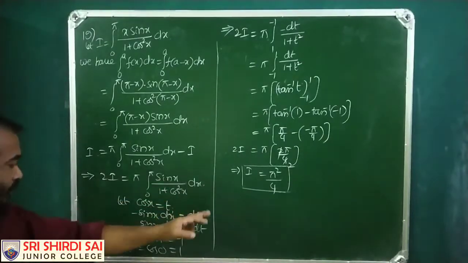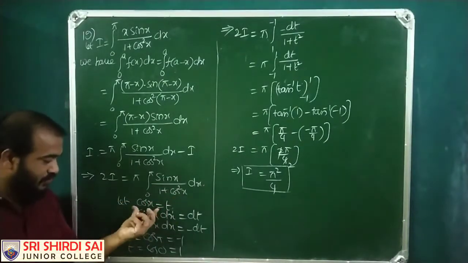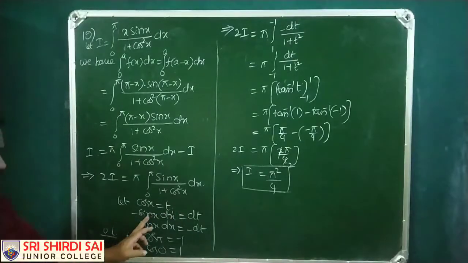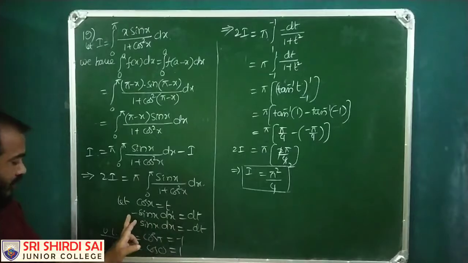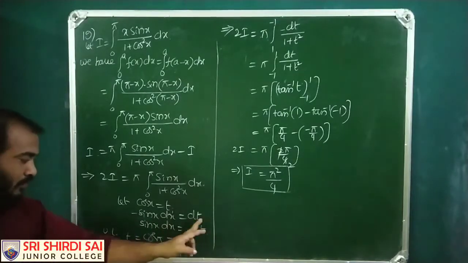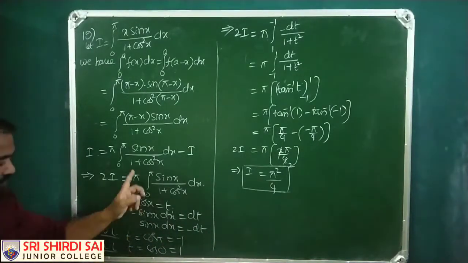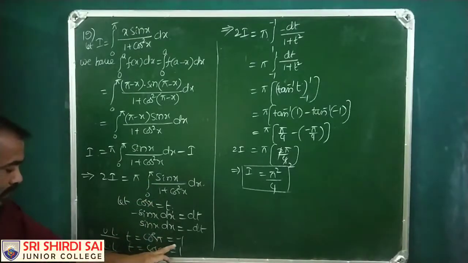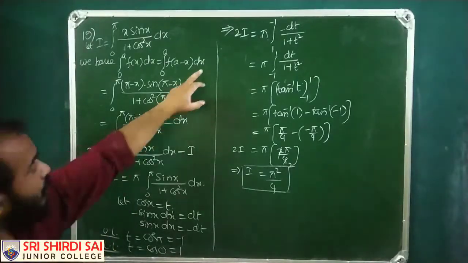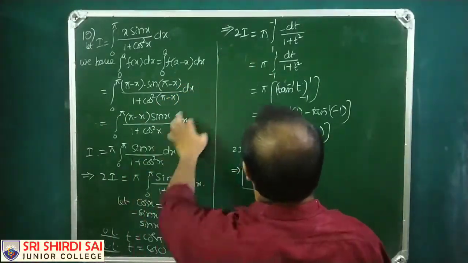Therefore I have made it for you. So cos x is equal to t I have taken, minus sin x dx is dt, sin x dx is equal to minus dt. So multiplying with minus on both the sides. So I have changed the limits as well. So cos pi value is minus 1, cos 0 value is 1. So this is 2I is equal to pi.